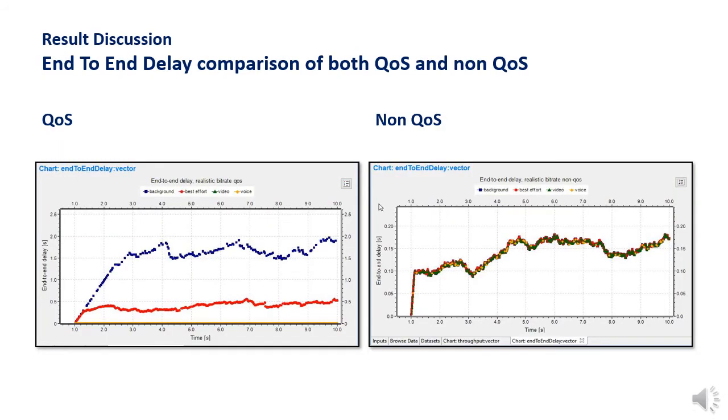Moving to result discussion, these two pictures indicate the end-to-end delay comparison for both quality of service and non-quality of service scenarios. While using quality of service, the traffic delay increases for both background and best effort because quality of service assigns higher priority to voice over IP and video to reach the channel, and lower priority was given to background and best effort traffic since their traffic can wait until higher priority traffic stops.